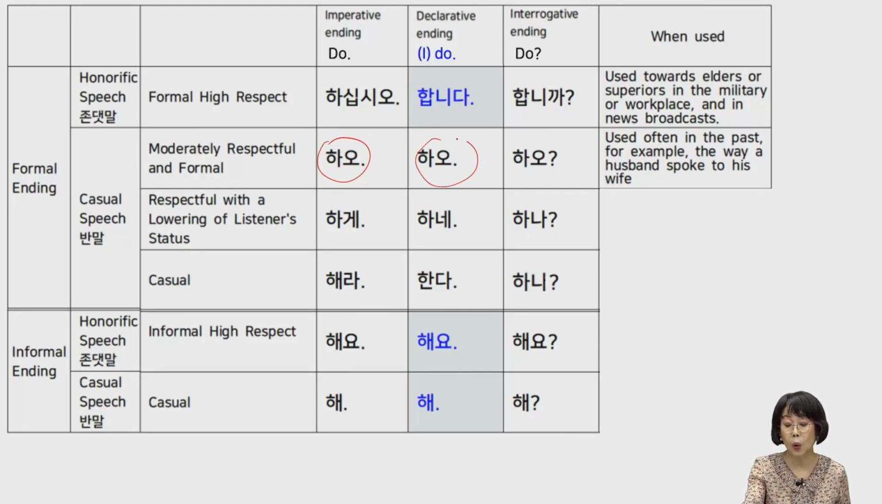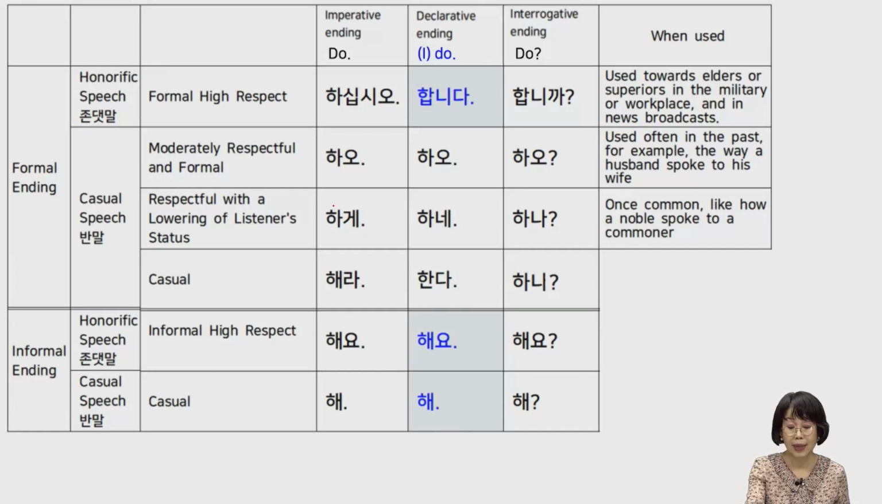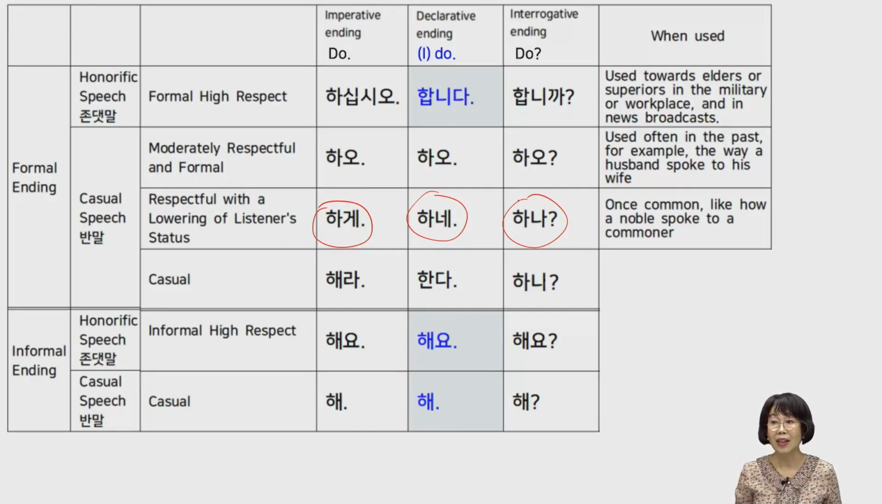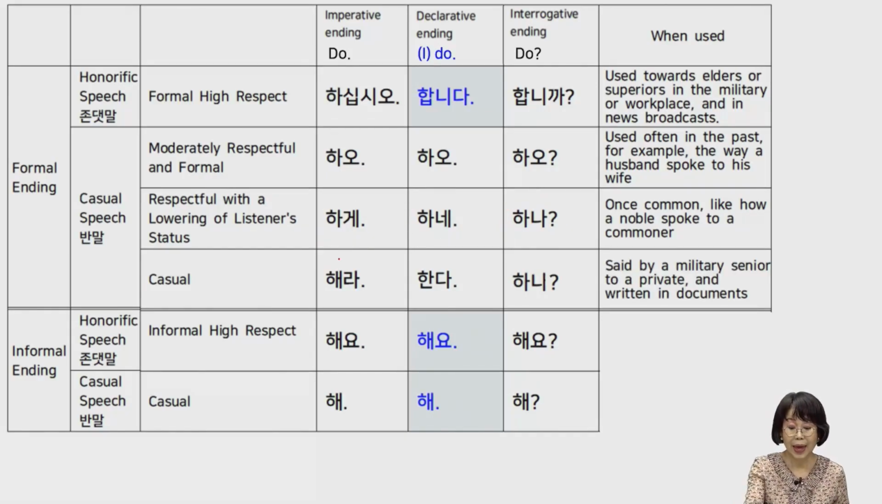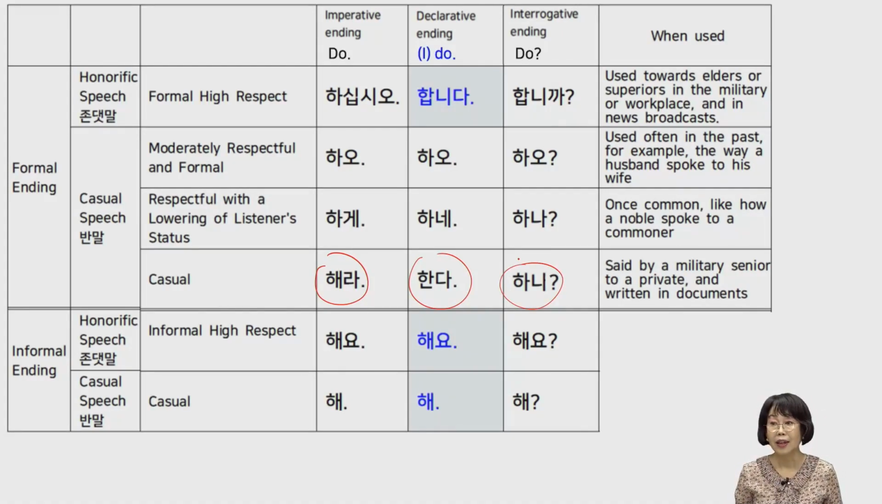These forms were used often in the past, for example the way a husband spoke to his wife: 하게, 하네, 하나. Once, they were very common, like how a noble spoke to a commoner: 해라, 한다, 하니. They are said by a military senior to a private and written in a document.